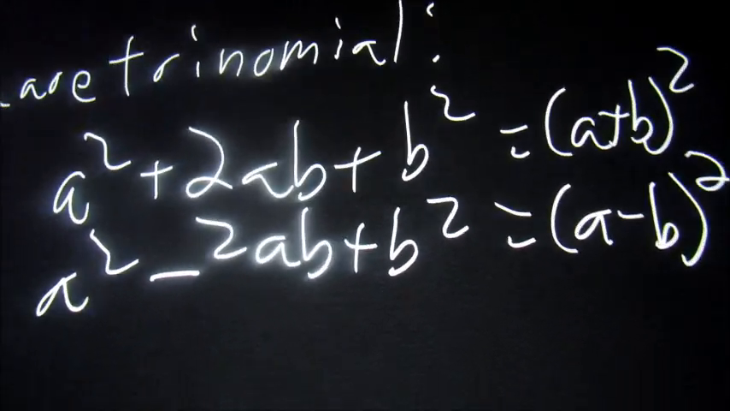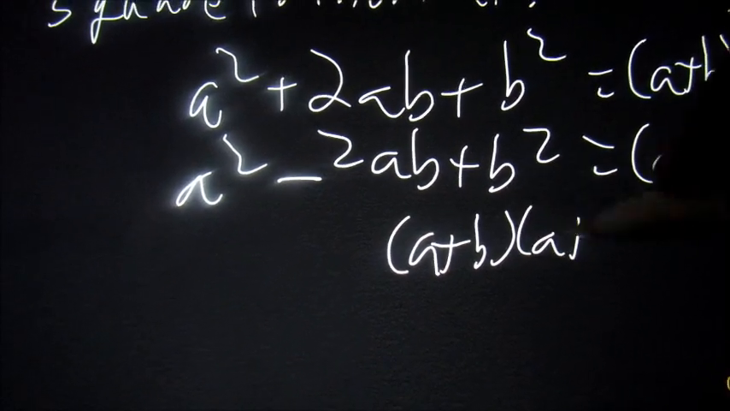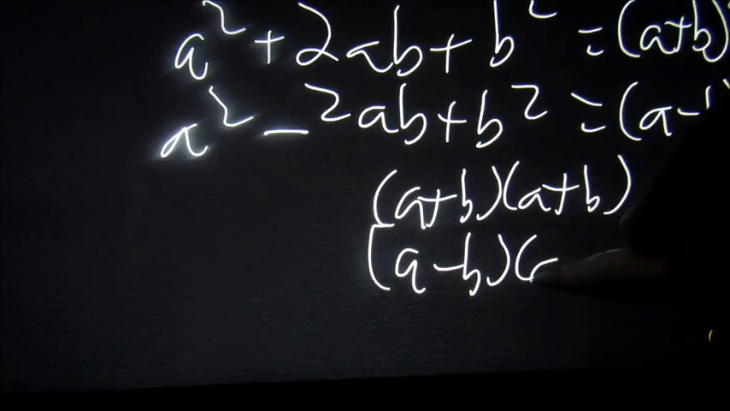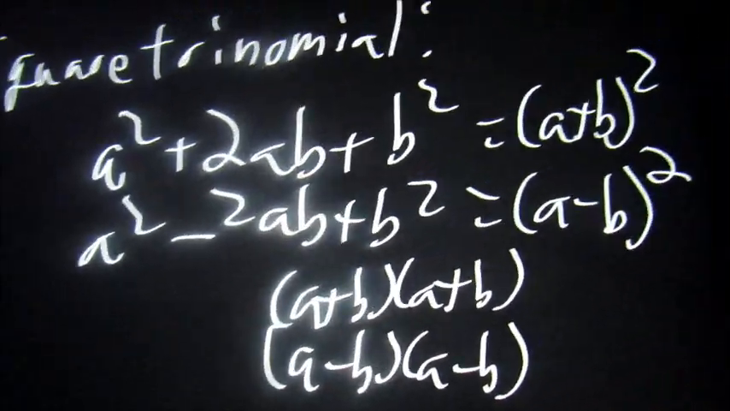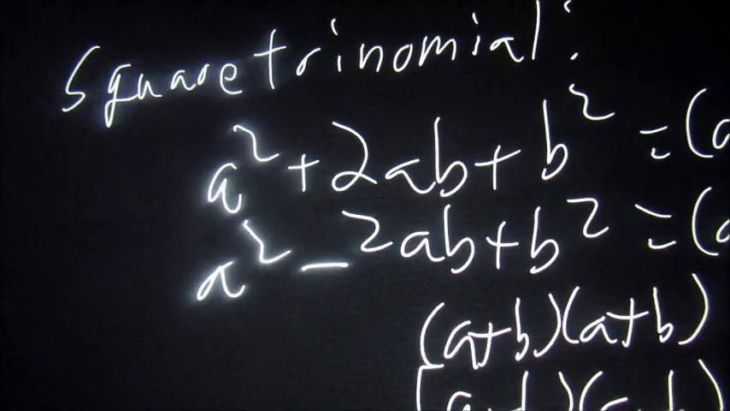And you could write this first one as a plus b times a plus b, and the second one a minus b times a minus b, and you'll still be correct. It's just that this way here is a little bit less writing or typing.